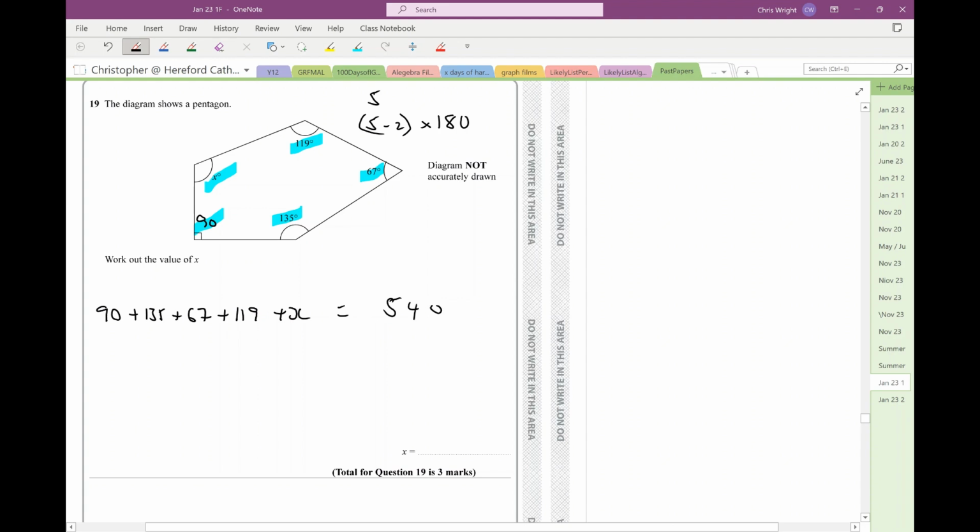So if I add up those numbers on the left, 90 plus 135 plus 67 plus 119, I get 411. So 411 plus x equals 540. Float and ping that 411 becomes minus 411. So x is 540 minus 411, 129. And that's question 19 done.